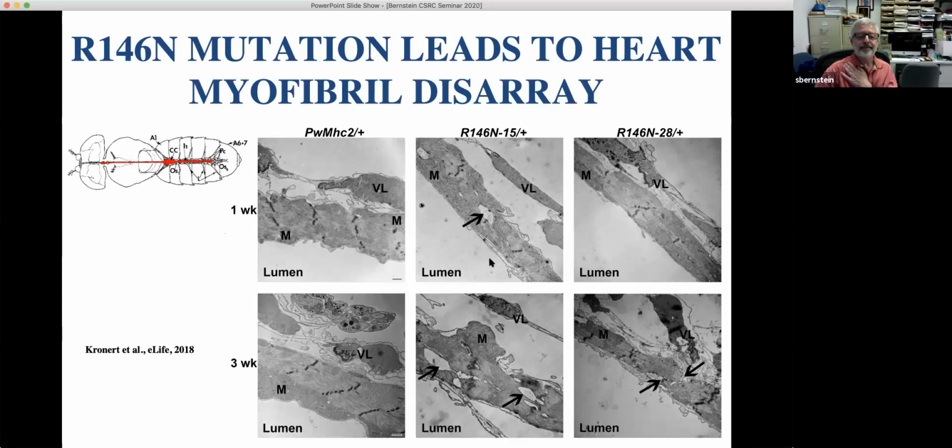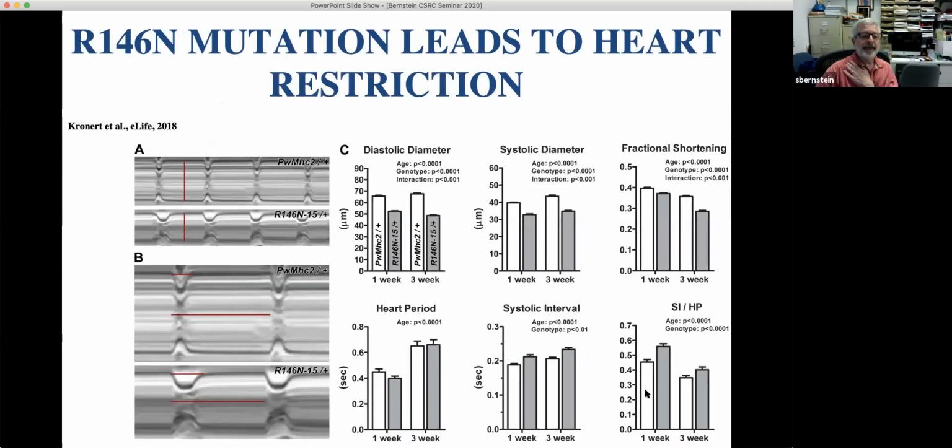Adriana did some electron micrographs of the control and the mutant of the restricted heart. And indeed, we did find that there were a lot of these abnormalities of the myofibril structure that occurred in the mutant. Okay. So here are the data, and maybe it's more than you want to know, but compared to the control, here's the mutant, and you can see the diastolic diameter is reduced and the systolic diameter is reduced, and also the fractional shortening is reduced. Okay. And these are the chymograms.